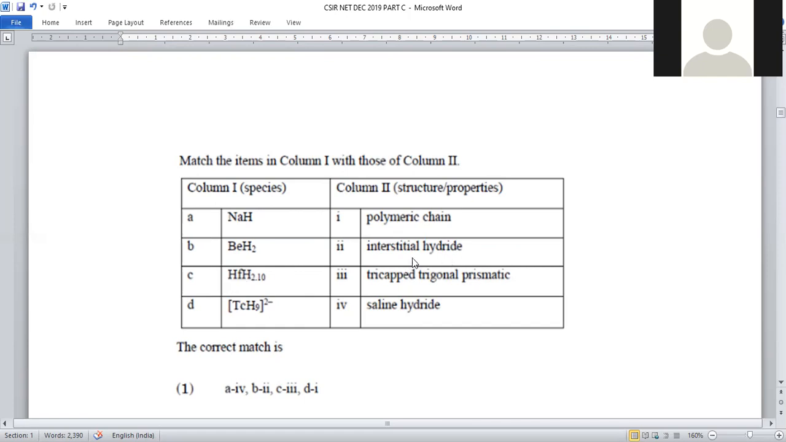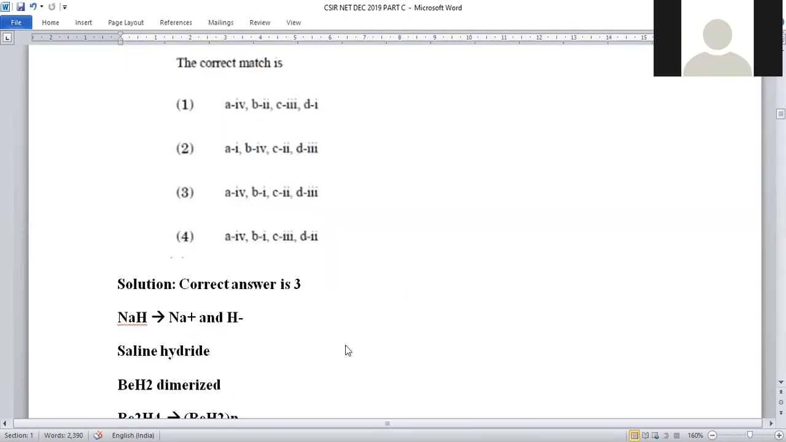Hafnium hydride is the interstitial hydride, where interstitial hydride stands for a hydride that is highly stable even if there is no exact ratio present between metal and hydrogen. When extremely high elevated temperature and pressure conditions are applied, such a kind of interstitial hydride formation is possible. Technetium hydride is obviously taken as a tricapped trigonal prismatic compound. Let us see all these.